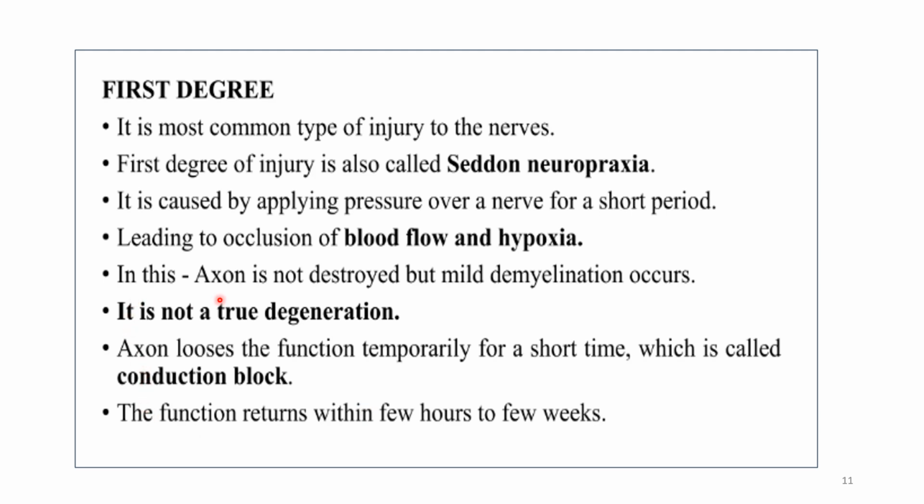But in this the axon is not destroyed, though mild demyelination may also occur. Axon is okay, but mild demyelination may be present, and it is not a true degeneration. This axon loses the function temporarily, which is called a conduction block, a physiological conduction block. Then the function will return within a few weeks or within a few hours.